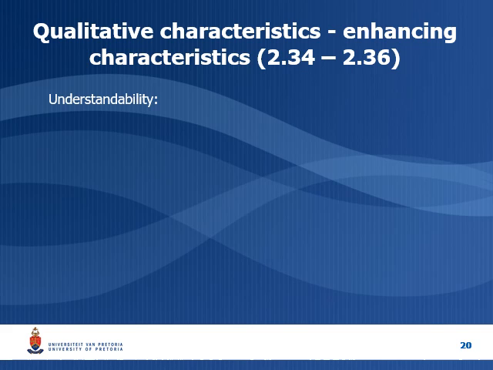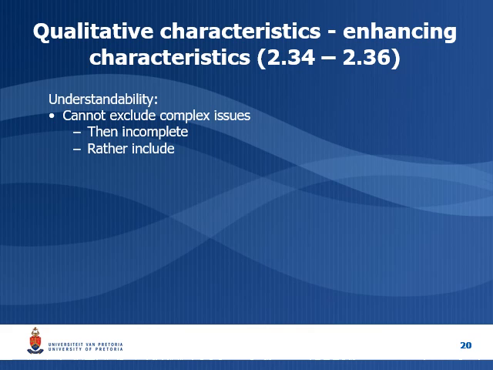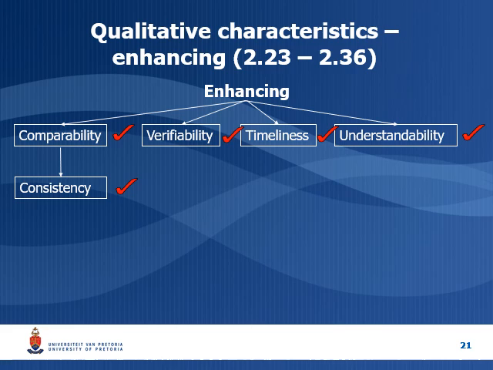Well, I think your gut feeling tells you that you cannot exclude information from financial reports, as these reports will then be incomplete. A better approach would be to rather include this information, and if necessary, users can seek the help of advisors to help them understand the difficult issues. That covers our discussion of the four enhancing characteristics. Next, we will find out how these characteristics should be applied.